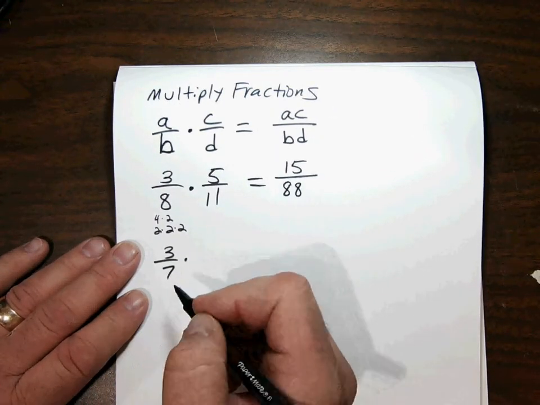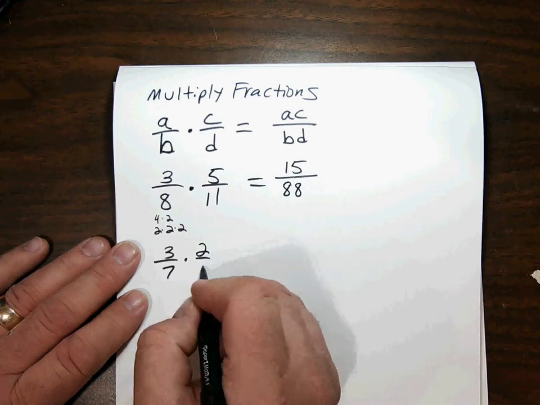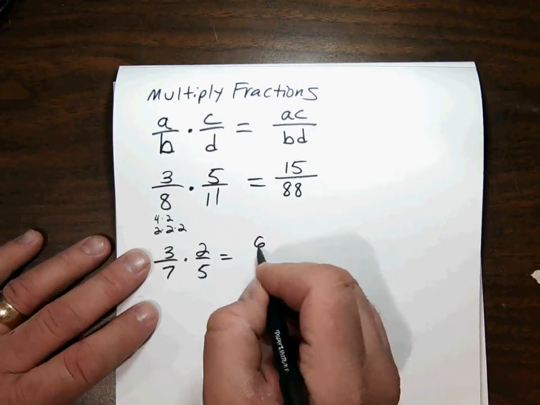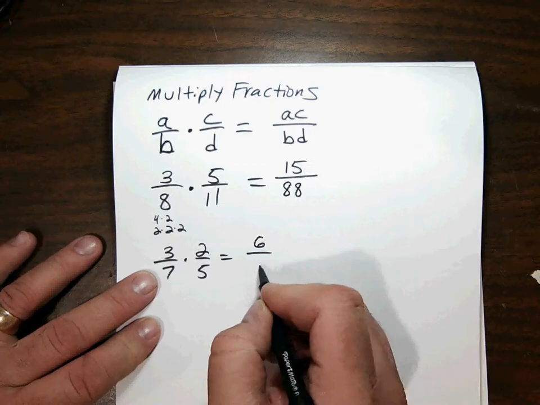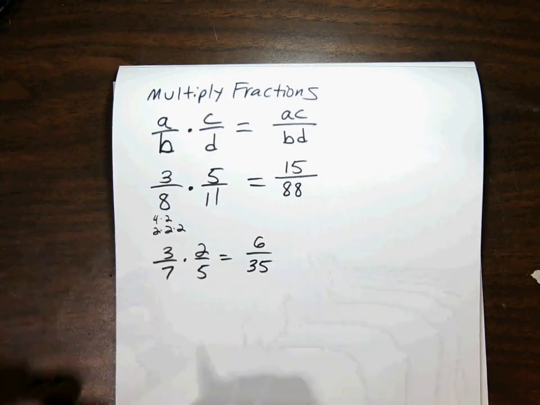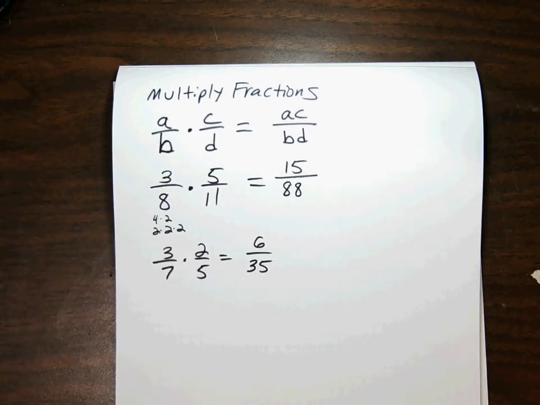3 over 7 times 2 over 5. Again, straight across the top, 3 times 2 is 6. Straight across the bottom, 7 times 5 is 35. And just like that, we're done. Okay, no reducing necessary. What about a whole number times a fraction?